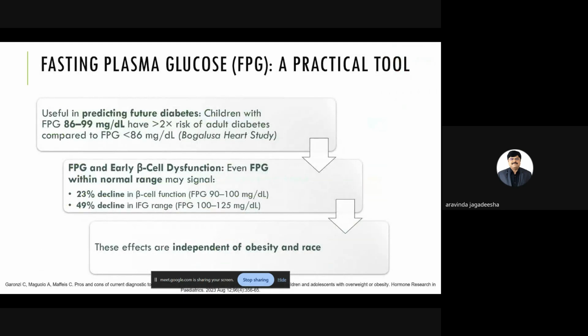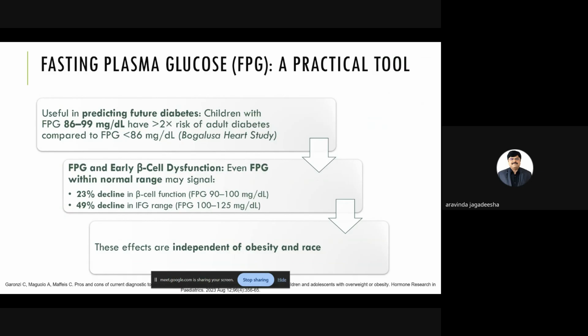Next aspect is fasting plasma glucose. It's a practical tool. It is useful in predicting future diabetes. This is an important aspect. Children with fasting plasma glucose of 86 to 99 have twofold risk of adult diabetes compared with fasting plasma glucose of less than 86 milligram, as shown in the Bogalusa Heart Study.